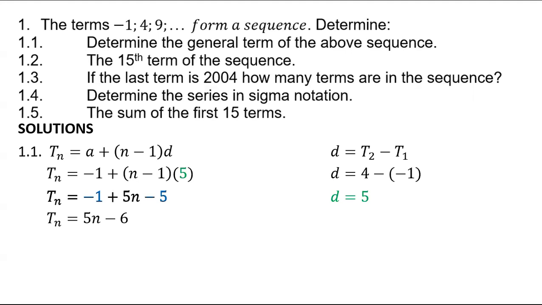1.2 wants us to determine the 15th term of the sequence. They're simply telling us that n is equal to 15. Go to the general term, and wherever there's n, substitute 15. Simplify this. 5 times 15 minus 6 will give you 69. So the 15th term will be equal to 69.